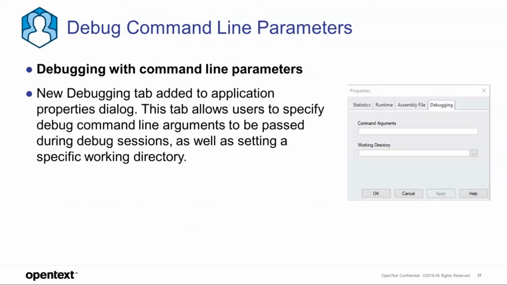For debugging, we do now have command line parameters. So in the application properties, you can set the command line parameters for an application, and that is as if you would launch that application including those command line parameters, which is important for testing applications.